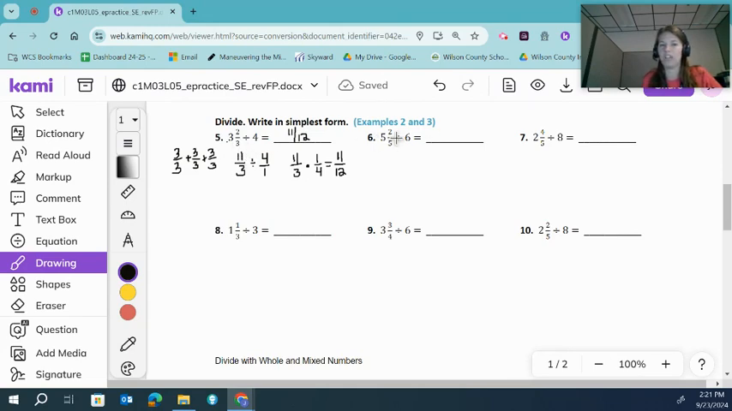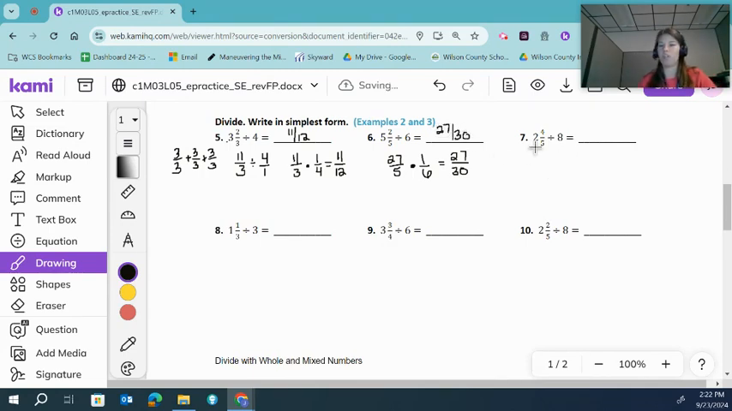Okay, so let's take a look at the next one. 5 and 2/5 divided by 6. So we are going to turn this to an improper fraction. We're going to multiply our whole number by our denominator, get 5 times 5 is 25, plus our 2 additional. So we get 27 fifths. And we're going to multiply by that reciprocal. And 1/6 is the reciprocal of 6. Okay, we're going to go ahead and multiply. We get 27 over 30. Okay, and that does not simplify, so that is our solution, 27 thirtieths.